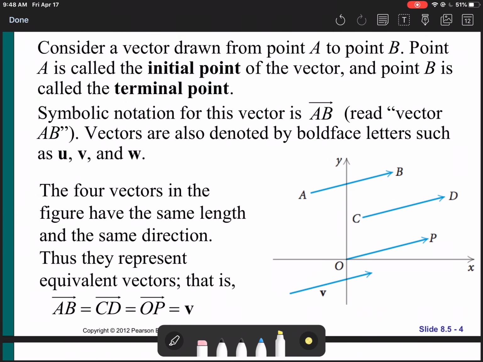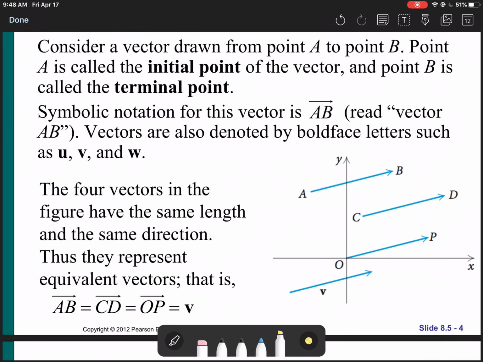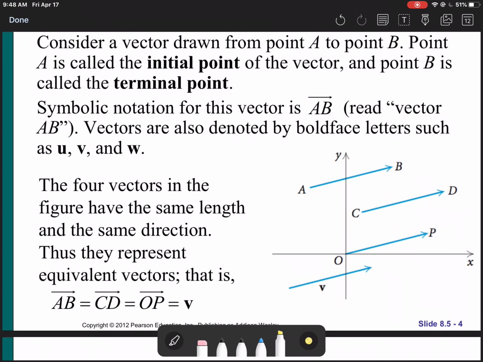So like in the diagram that I have at the bottom, the graph, if we consider a vector drawn from point A to point B, that point A is called the initial point of our vector, and that point B is called the terminal point of a vector. So every vector is going to have an initial point and a terminal point. And then notice there's an arrow at B. That is not to say that we're continuing in that direction. That is simply used to show the direction of the vector.